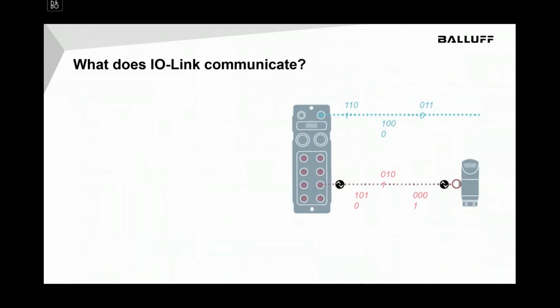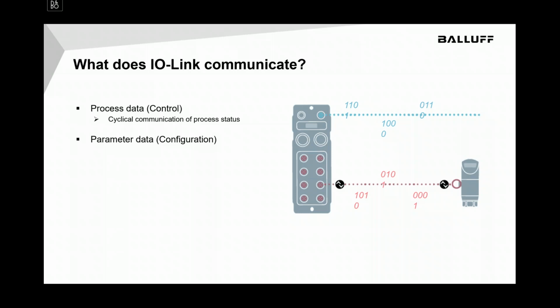So what makes I/O link smart is the 3 levels of communication it offers on that single cable. The same sensor cable can be used for process data. So process data is the cyclical communication between the sensor and the master. So if it's a distance sensor, it's continuously providing distance value. If it's a pressure sensor, producing pressure values.